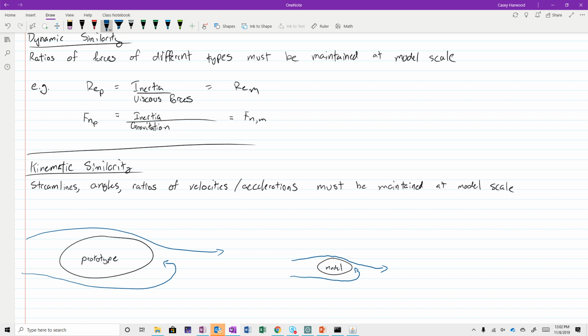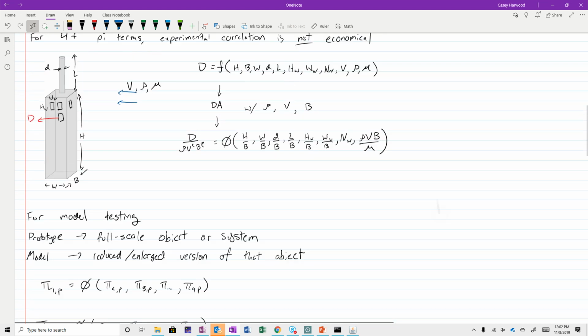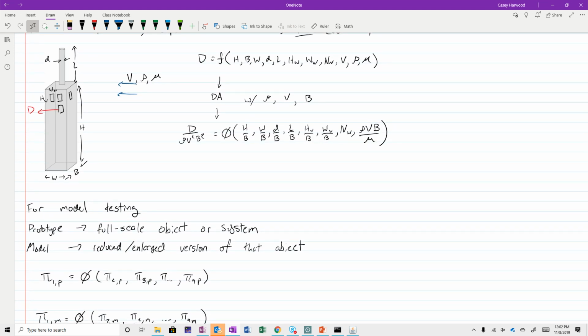And so this is all a really formal way of saying, this is what we want. This is our objective, and the way we get to that is by ensuring the geometric and the dynamic similarity. Now, if we step back really quickly to our set of dimensionless variables that we posited in this relationship, for each of these geometry-only variables, the h over b, w over b, d over b, l over b, right?